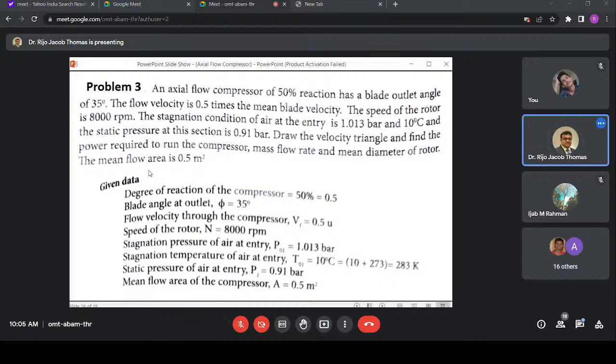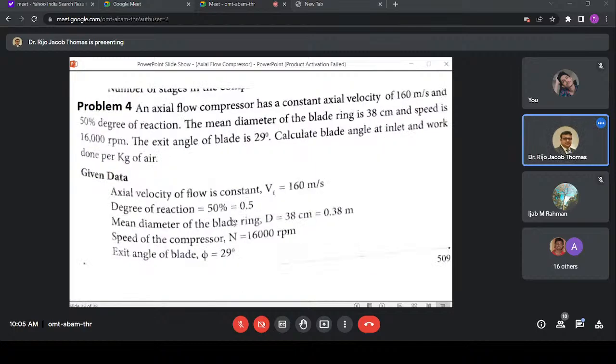Okay, so we can find out what is the velocity triangle and the power required, mass flow rate, and things like that. Okay, so these things I'll give you the solution. You go through that and come back to me if you have some doubts. Okay, this is also another way to find out what is the blade angles.